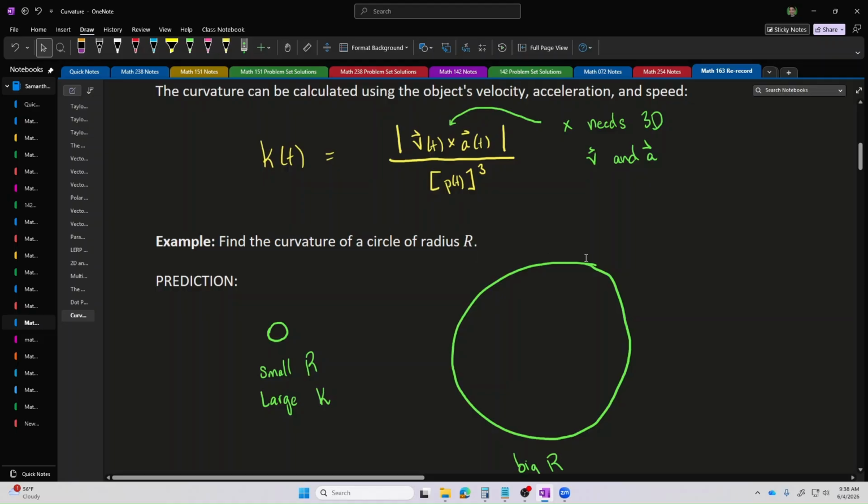One way to calculate the curvature is by using a cross product. Start by taking the cross product of the velocity vector and the acceleration vector, and then take the magnitude of that result. Once you've found that magnitude, divide that quantity by the speed cubed.